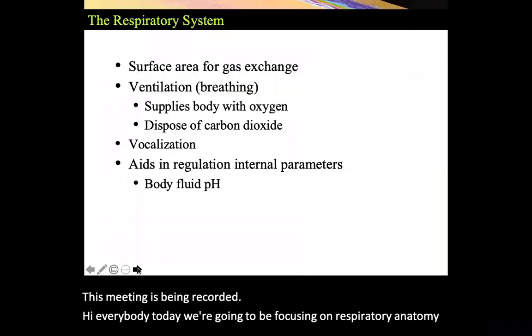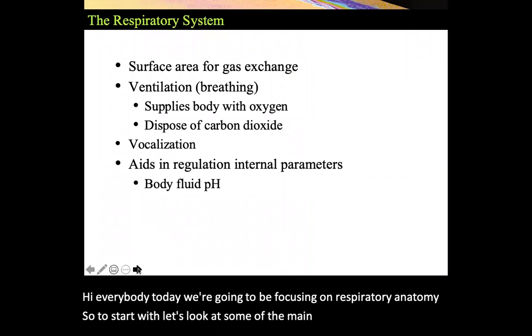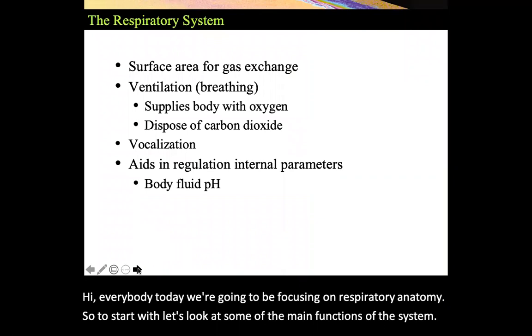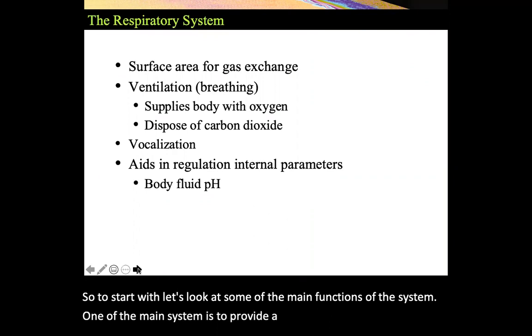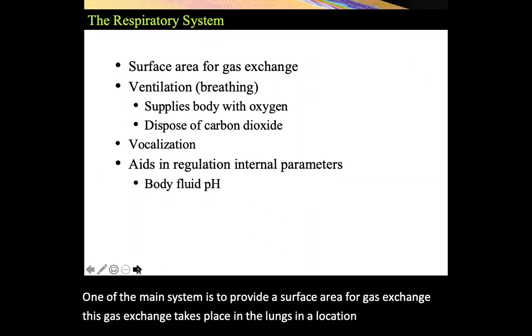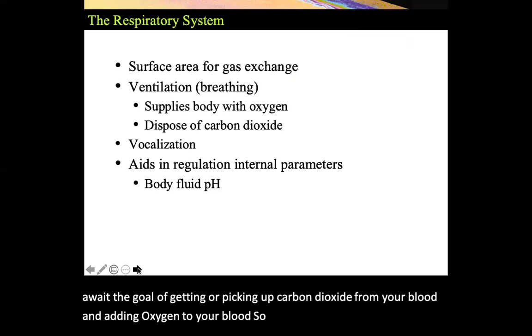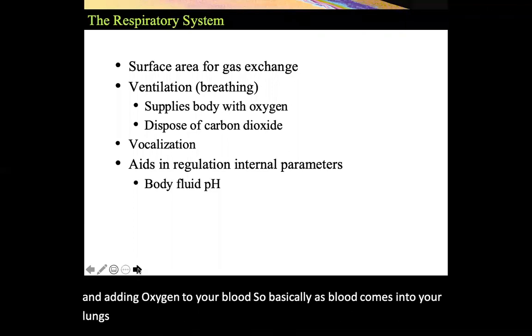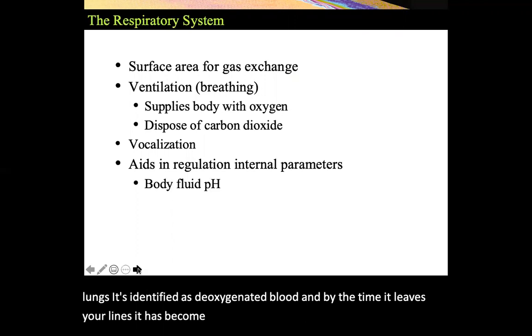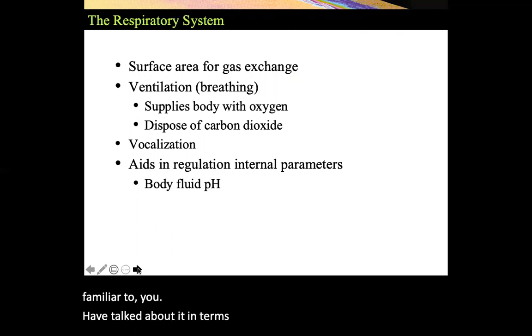So to start with, let's look at some of the main functions of the system. One of the main functions is to provide a surface area for gas exchange. This gas exchange takes place in the lungs in a location called alveoli, with the goal of picking up carbon dioxide from your blood and adding oxygen to your blood. So basically, as blood comes into your lungs, it's identified as deoxygenated blood, and by the time it leaves your lungs, it has become oxygenated blood. This concept should sound familiar to you as we have talked about it in terms of the cardiovascular system before.